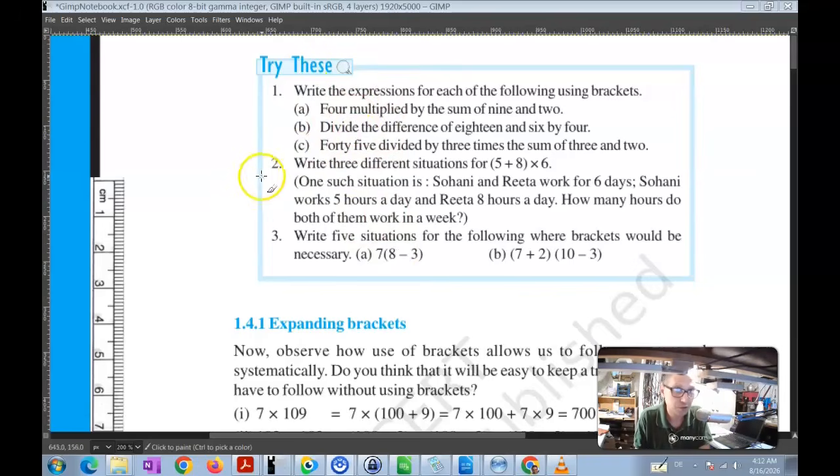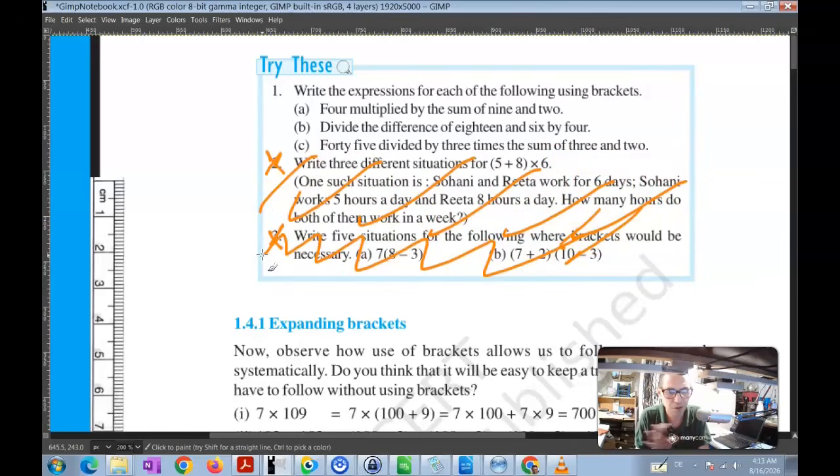Okay, so that was the whole thing, and questions number 2 and 3 you can just simply ignore. This is not the right way of asking this question, and later on we will have enough examples to understand these properly. So these two questions you can just simply ignore. Okay, so that's all about this part, using brackets, and in the next section we will talk about expanding brackets. Thank you.